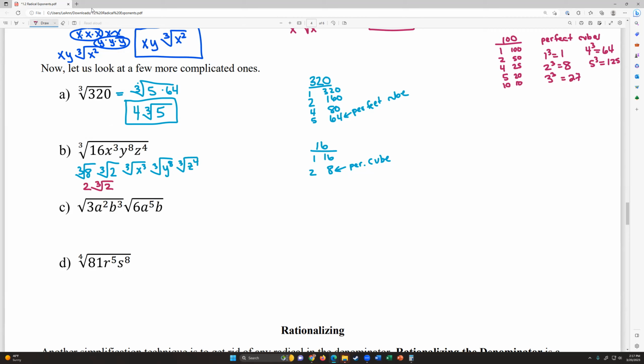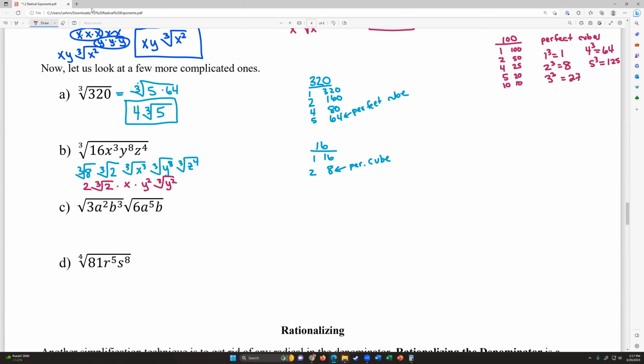There is exactly one group of 3 in x cubed. So cubed root of x cubed is just x. This is connected by times. There are 2 groups of 3 in 8. So that's going to be y squared. A single y represents each group. So 2 y's get pulled out. That's for a group of 3 and another group of 3, with 2 left over inside.